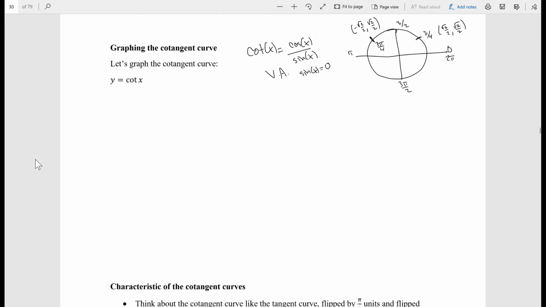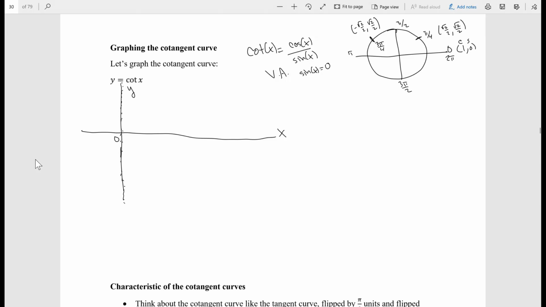So we're going to start off with 0. So let's start by graphing. So here's my x-axis and here's my y-axis. We're going to start at 0. So starting at 0, you know that this point is associated with 1, 0. Now, because it says cosine divided by sine, notice that we're going to have 1 over 0. That's already undefined. So right off the bat, we have a vertical asymptote at 0 for the cotangent curve.